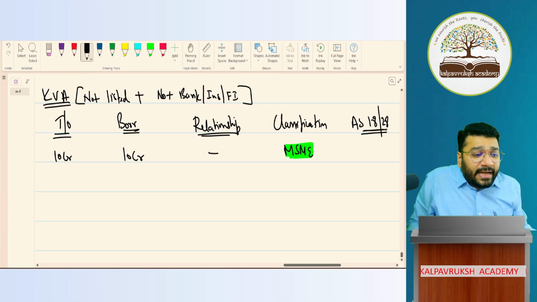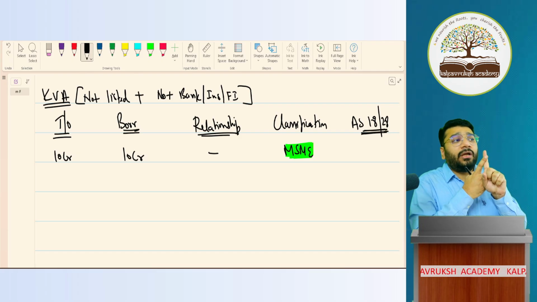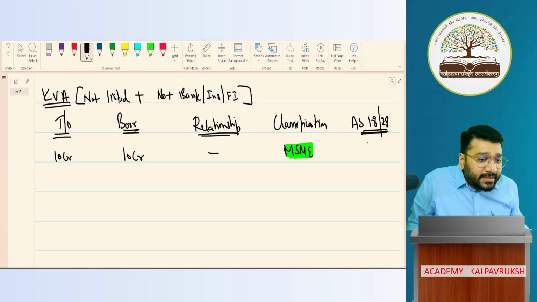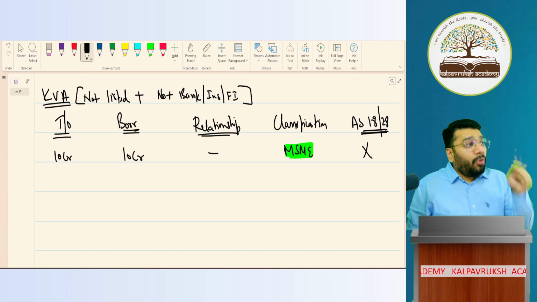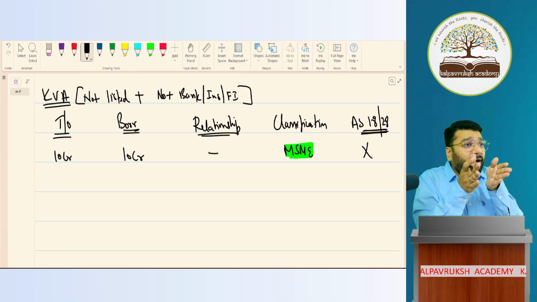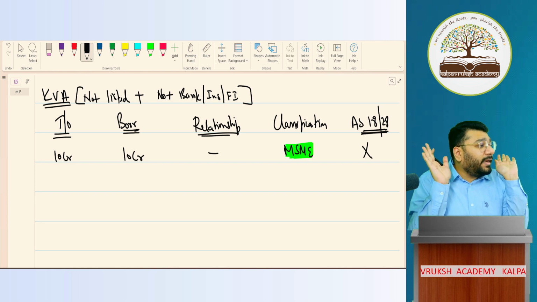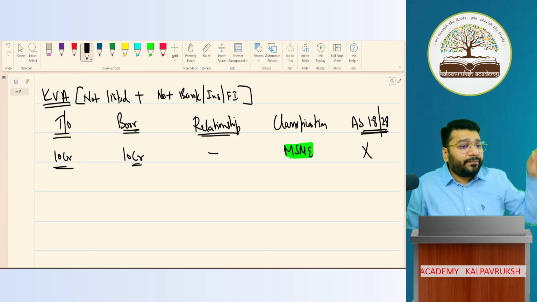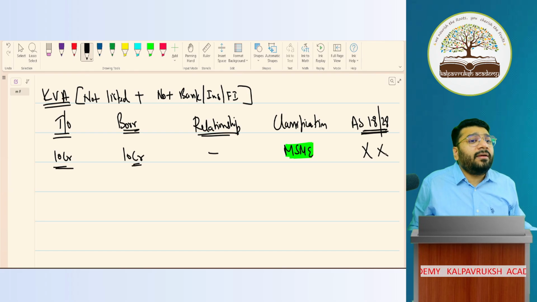For AS 18, 28, what are the 3 criteria? Your turnover should be from 1 rupee to 50 crore. If it is within this, AS 18 need not be complied with. Borrowing is 1 rupee to 10 crore, then I need not comply with AS 28. So can I say both my turnover and borrowing are within the given limit? Hence AS 18 and 28 need not be complied with.